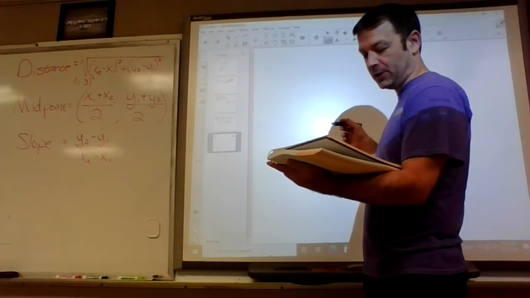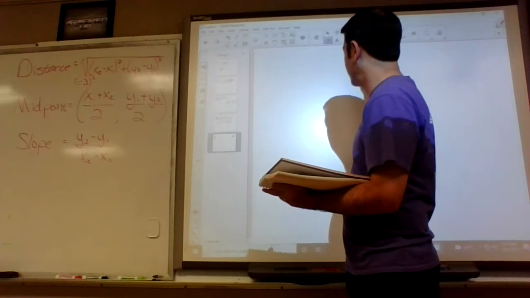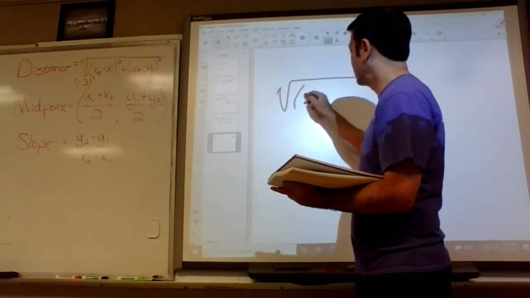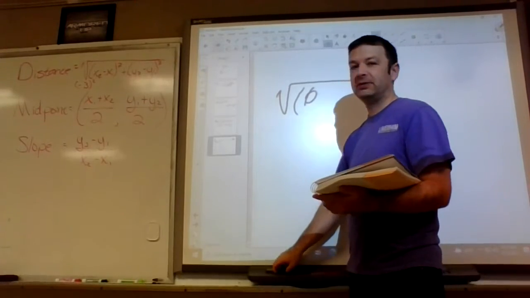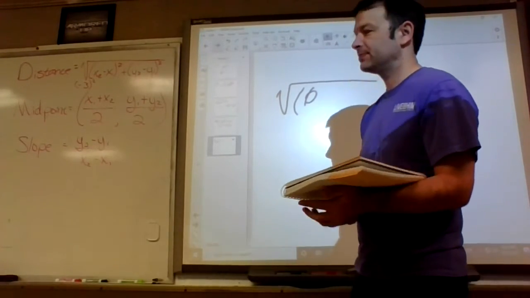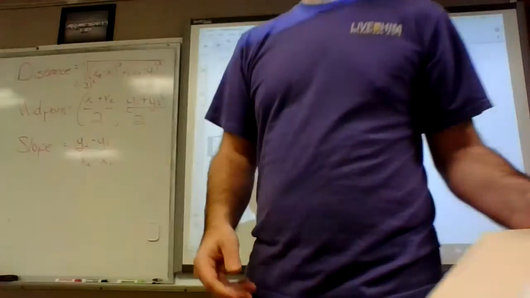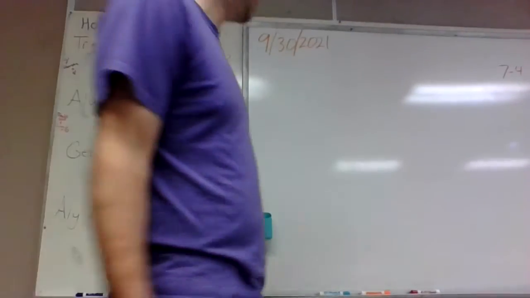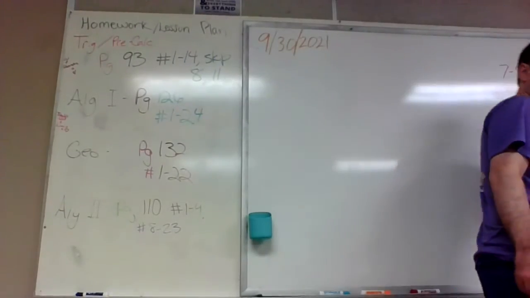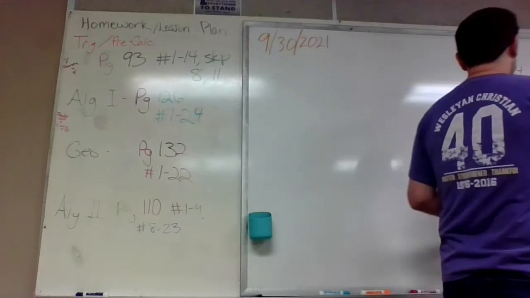On number 5, I'm going to do 6 minus 5. Square root of 20. Mr. Jordan, mine did it. If you want to borrow one of mine, you can. It won't do it.